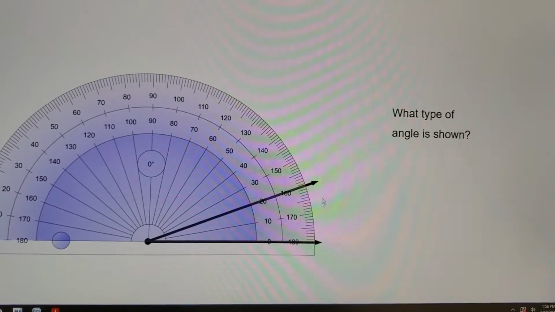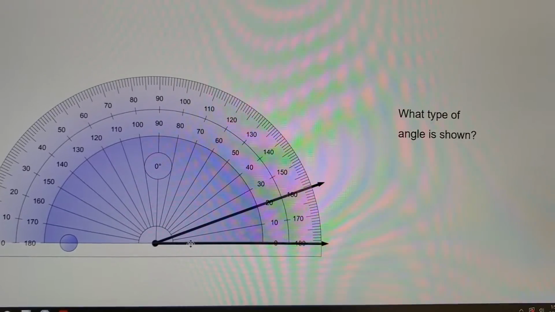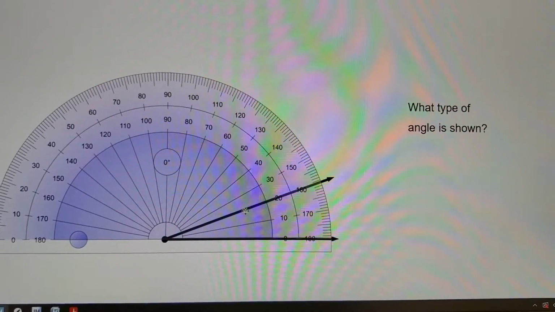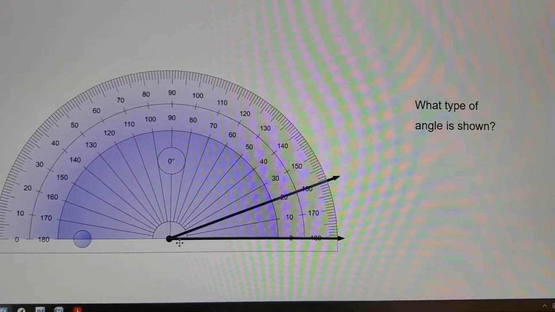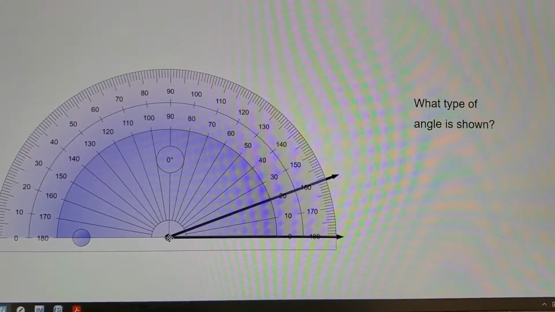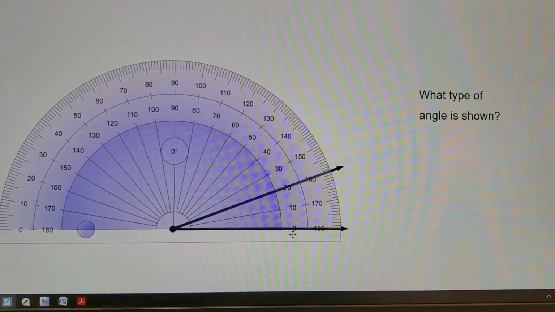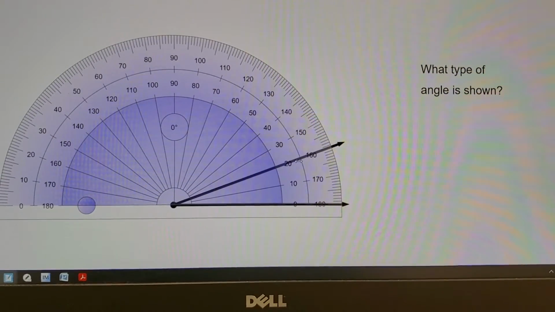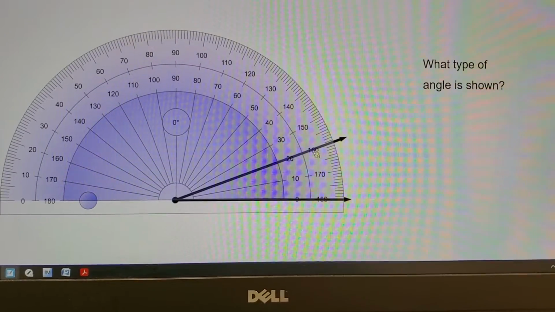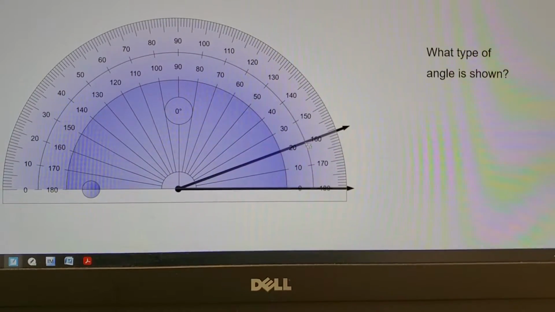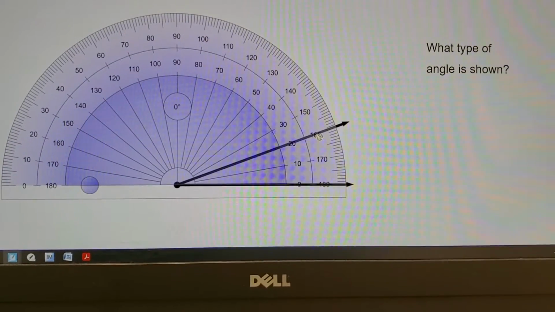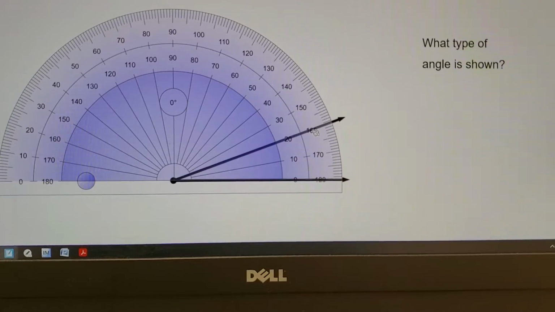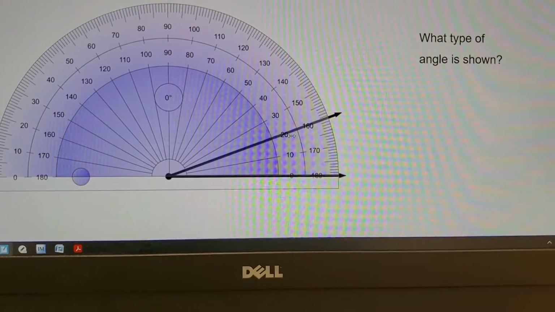All right, so again, one of the rays is lined up on this bottom line. Where both of the rays meet is the vertex, and they're still right there in that spot. Now, here's where it gets tricky. When I look up, I have this top one on two different numbers, a 20 and a 160. I have to decide which number to use.